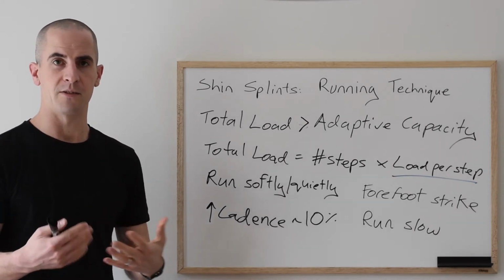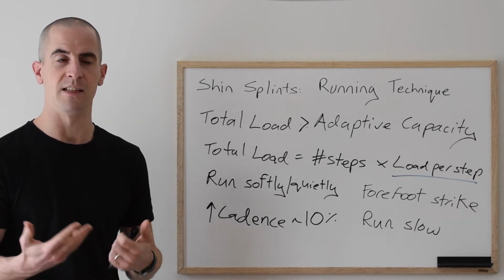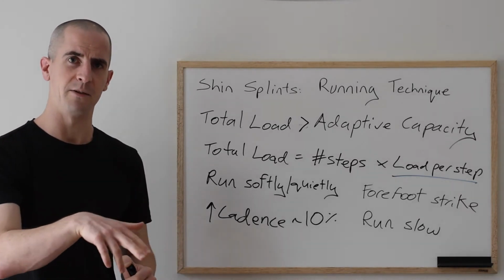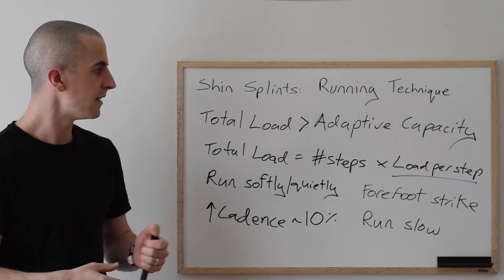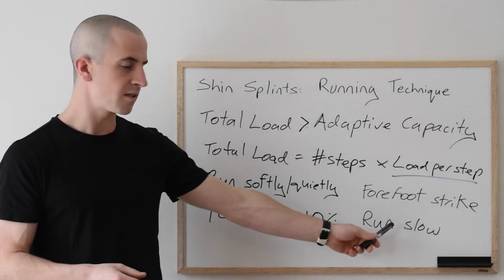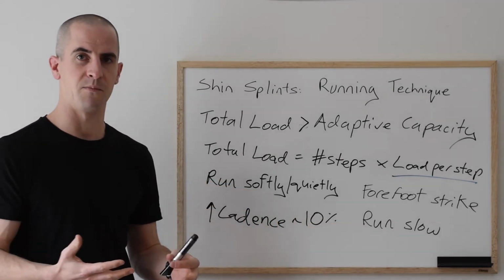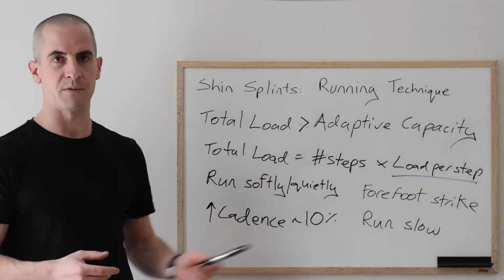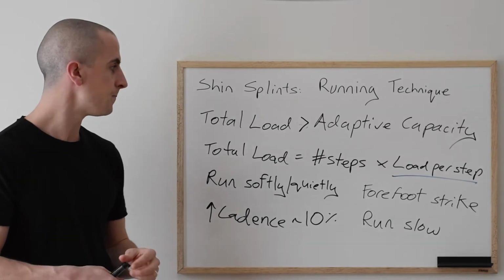And by trimming out some of those faster interval sessions or hill sprints or something like that, particularly downhill, because if you're running fast downhill, the loading is very high in the tibia. So running slow is another thing that we could do to try and manage our loading and bring it below the adaptive capacity of the tibia.